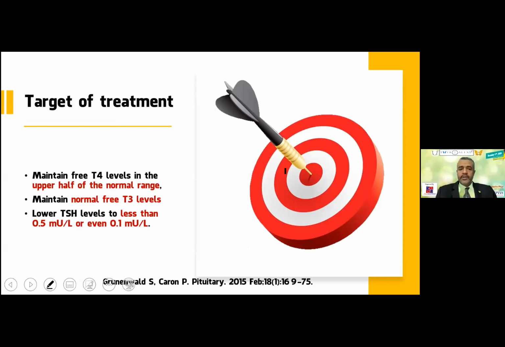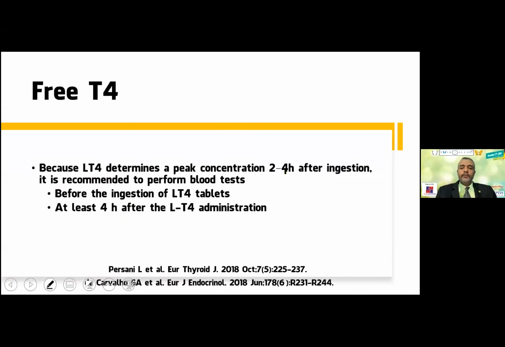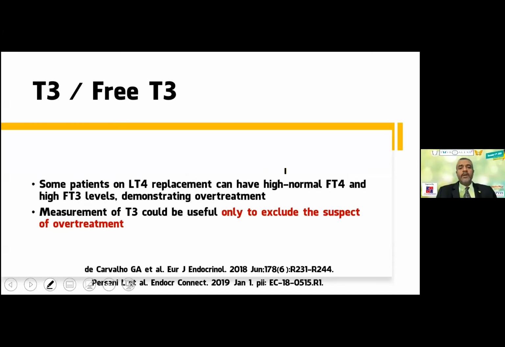So the target of treatment for a patient was levothyroxine with concentration within 2 to 4 hours after ingestion. It is recommended to perform the blood test either before the ingestion of levothyroxine. T3 or free T3 have a role in follow-up of a patient with central hypothyroidism. Some patients on levothyroxine replacement can have high normal T4. There is no evidence demonstrating that measuring T3 is useful in a patient with central hypothyroidism, only to exclude a case of suspected overtreatment.